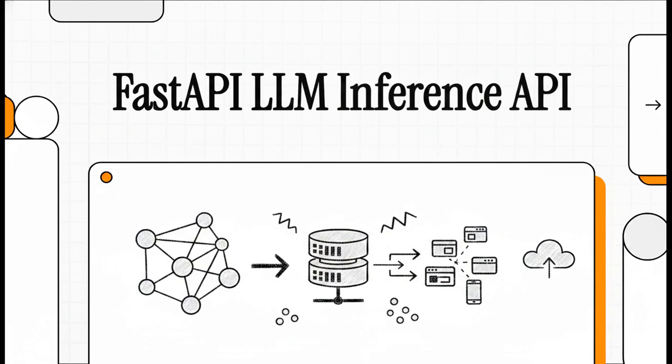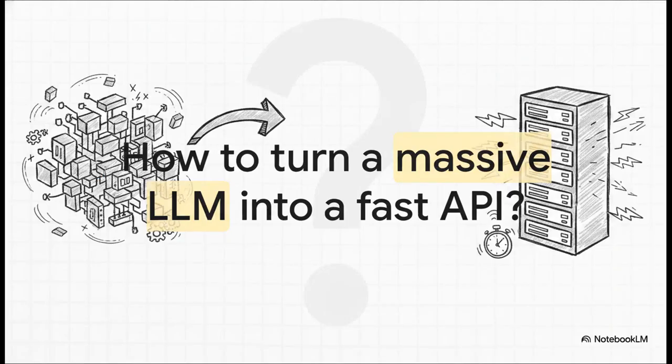It's his LLM Inference API GitHub repository. If you want to know how to wrap resource-hungry language models into clean, super efficient web services, you are in exactly the right place. We're going to tear this architecture down piece by piece. So here is the million-dollar question we have to answer today. How do you turn a massive large language model into a fast, scalable API?